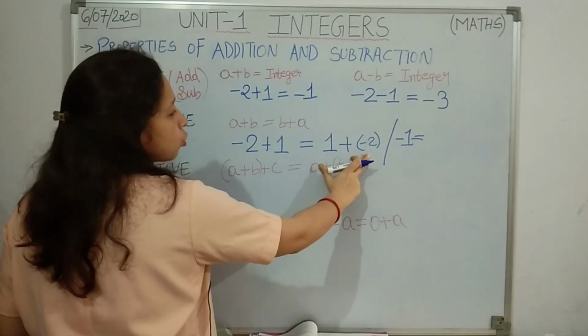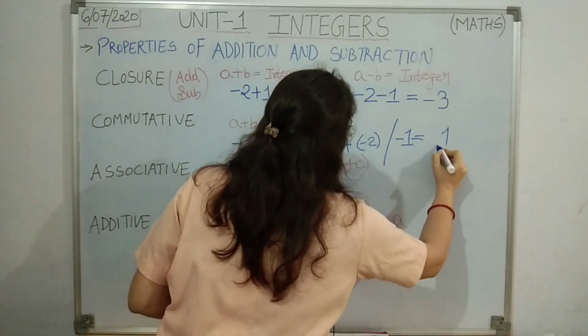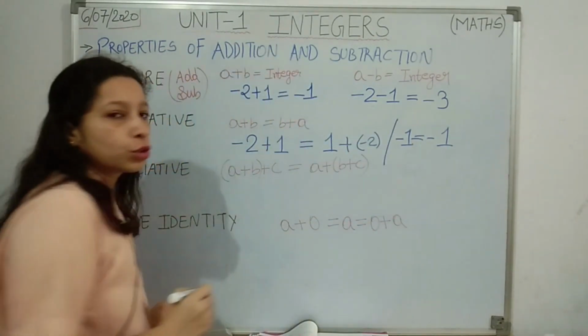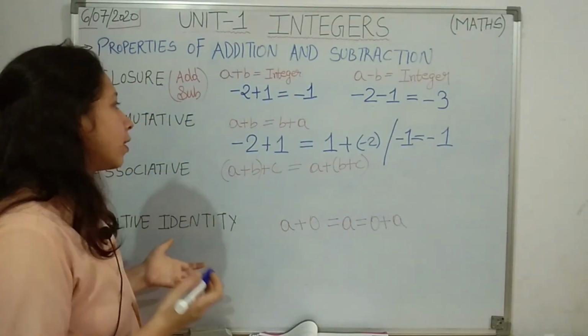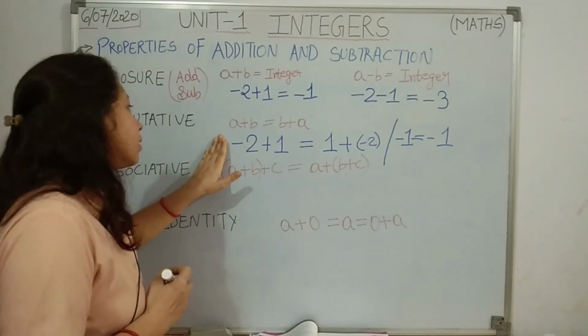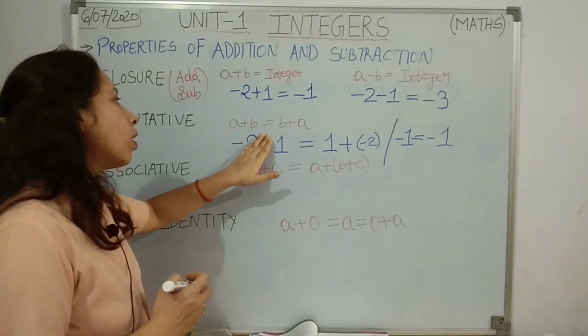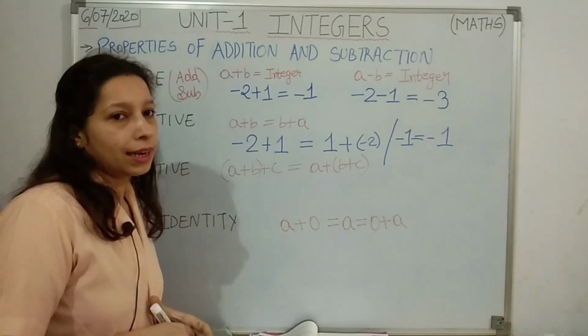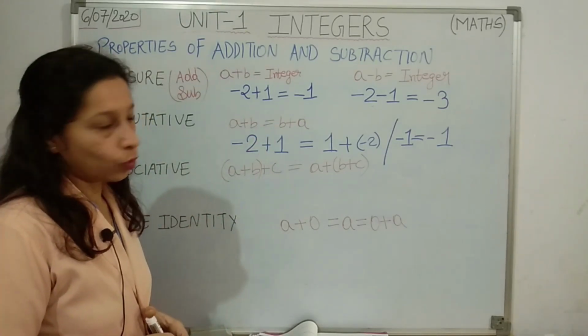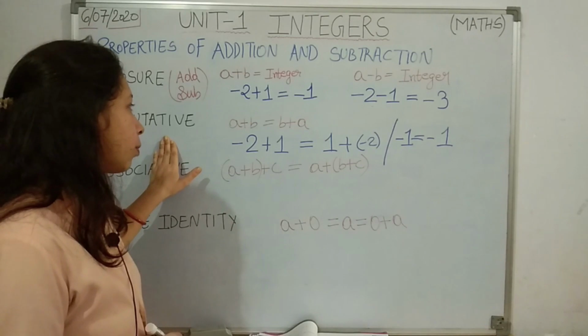So 1 minus 2, again you will get 1, 2 is the greater number with negative sign, so you are going to show minus 1. So what you understood? See here, the thing is we can add the integers in any order, the result will be same only. Okay, so this is commutative property.